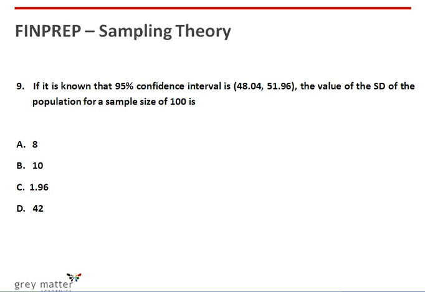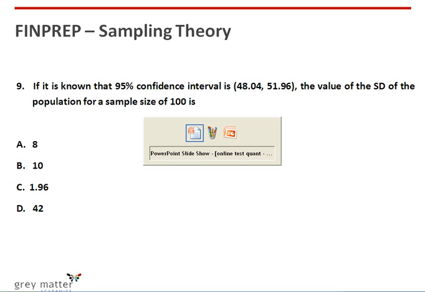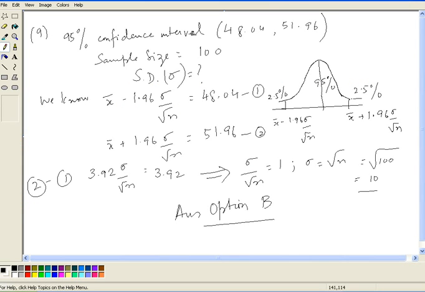Ninth question: if it is known that the 95% confidence interval is 48.04 to 51.96, what is the value of the standard deviation of the population for a sample size of 100? It is worked out as follows in the work area. Naturally, this is talking about a Gaussian type of distribution. So the 95% confidence interval is the 48.04 to 51.96 range, and given the sample size is 100, we need to compute the standard deviation sigma of the population.